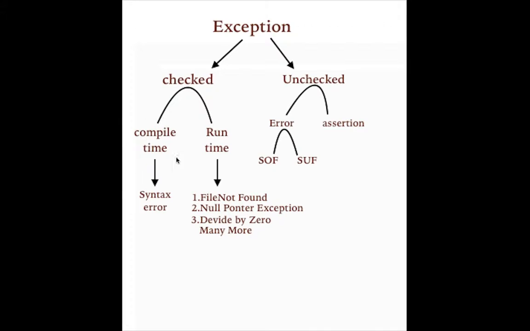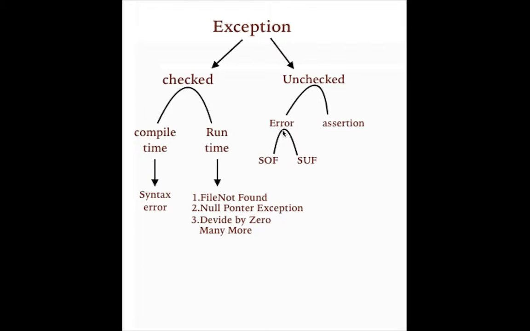Compile time exceptions happen because of syntax errors. A syntax error means this is the mistake of the developer. And a runtime exception happens because of runtime resources. We have an application which wants to read data from a file, but the file is not available over there, then it will throw a file not found exception. If we have a file but we don't have data, it will throw a null pointer exception. And if we divide any value by 0, then it will throw a divide by 0 exception, and we have many more. And the unchecked category is the category that cannot be handled by the compiler.